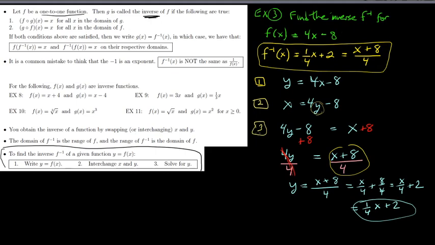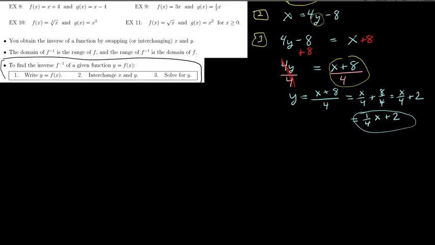It's just three simple steps. Change f of x to y, switch the x's and y's around, and then solve for y. I hope that helps with finding the inverse of a function. This might have been a pretty routine example, so let's do a slightly more difficult one.